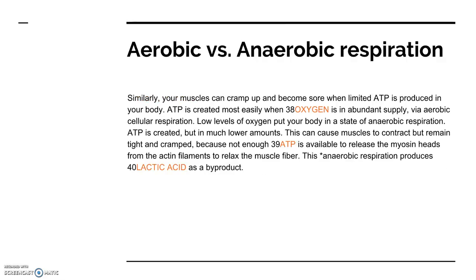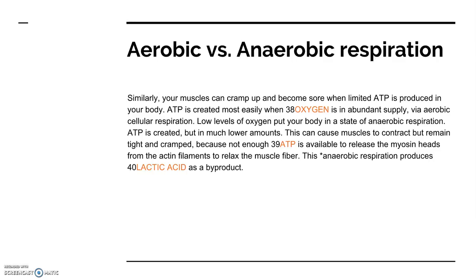Similarly, while you're still living, your muscles can also cramp up and get tight and become sore when limited ATP is produced in your body. So after death, obviously you don't make any. Well, there are times where ATP is not being made in very high supply. It's created most easily when oxygen is in abundant supply via aerobic cellular respiration, which hopefully you learned last semester.